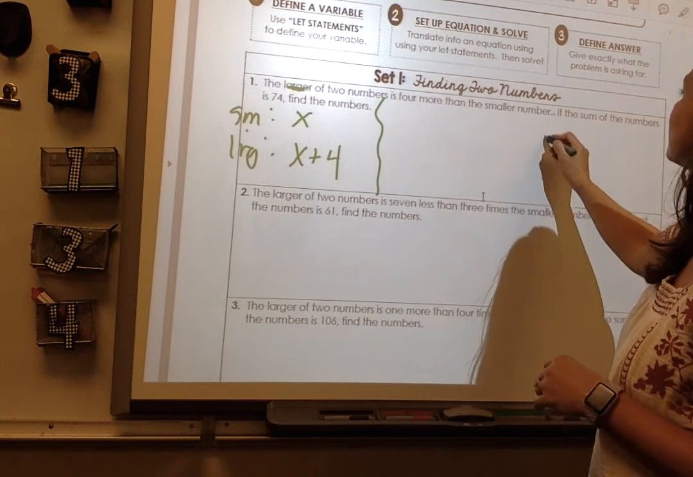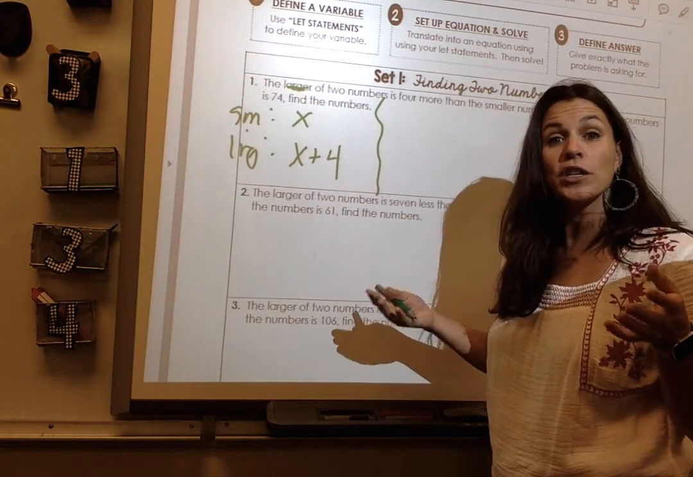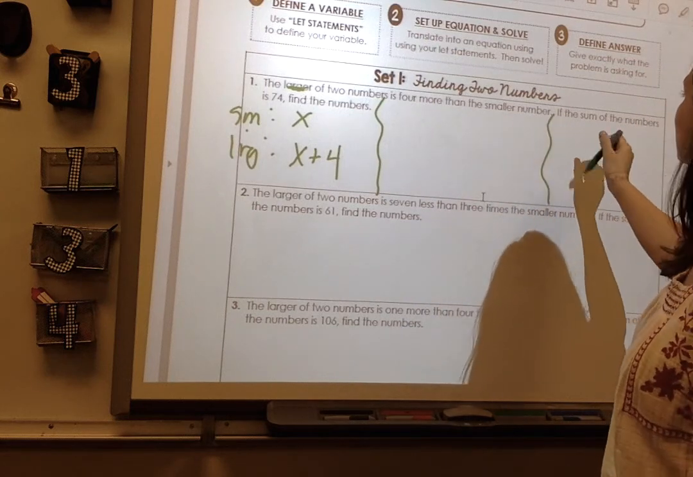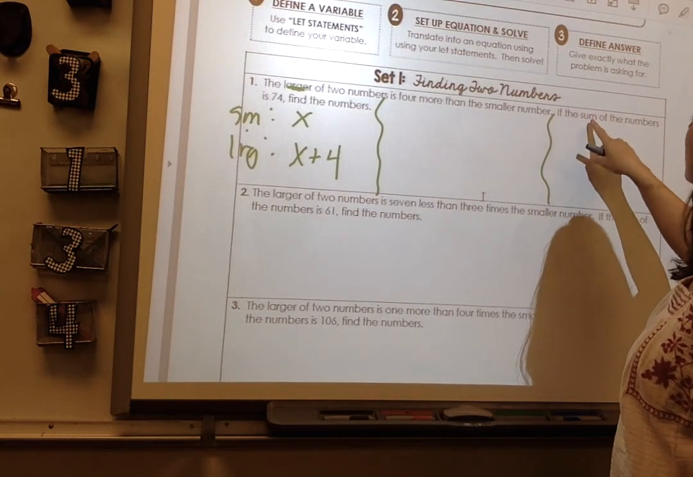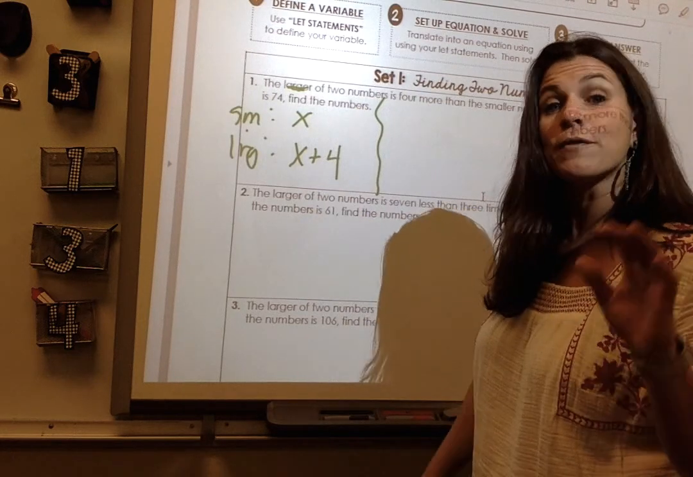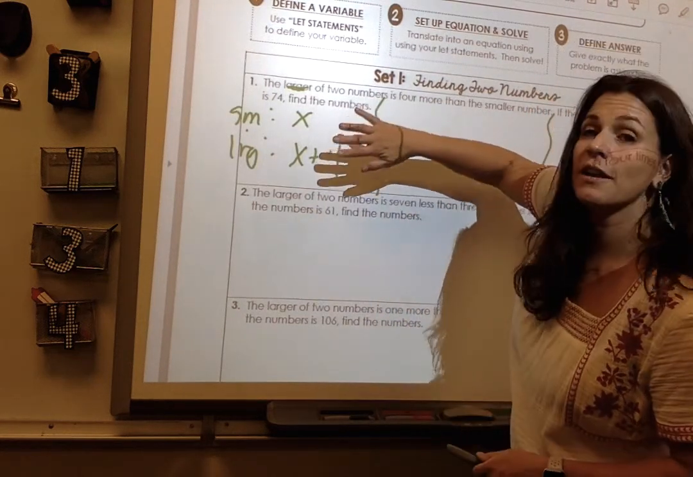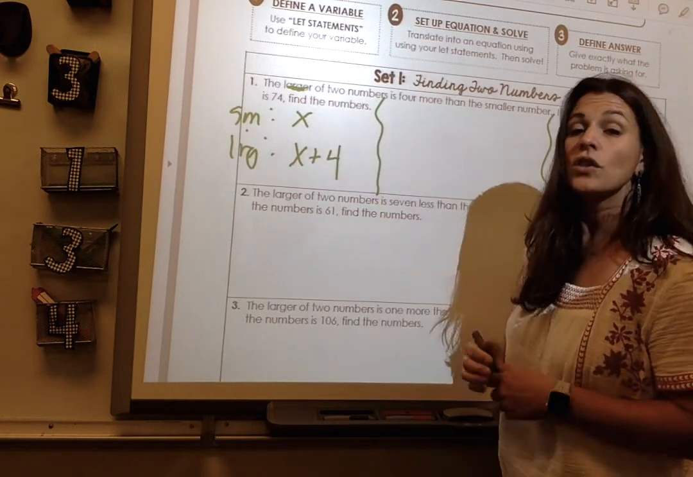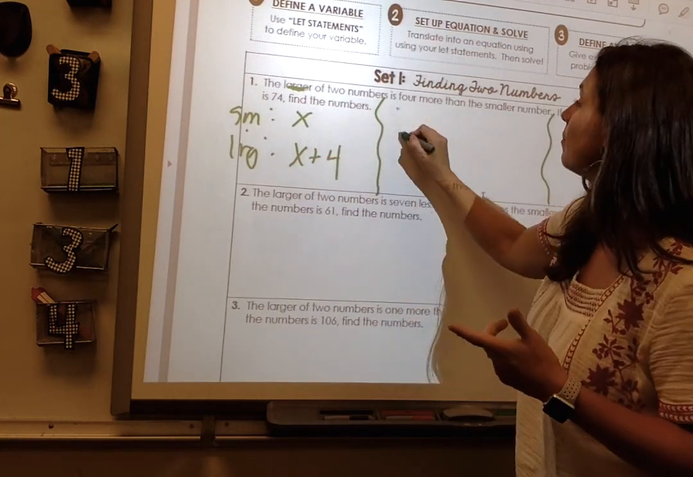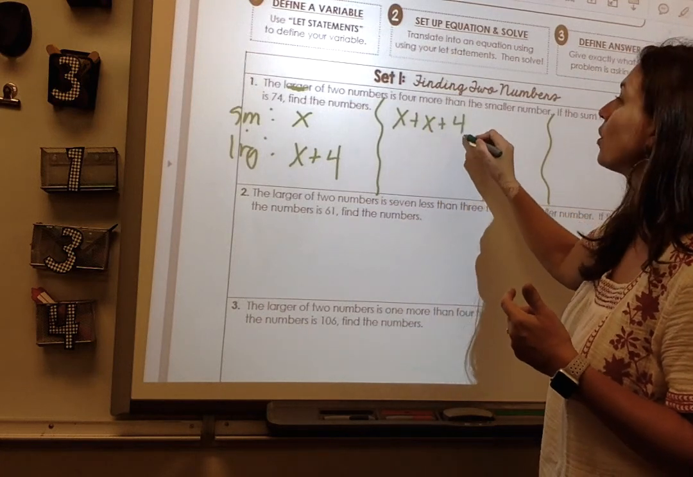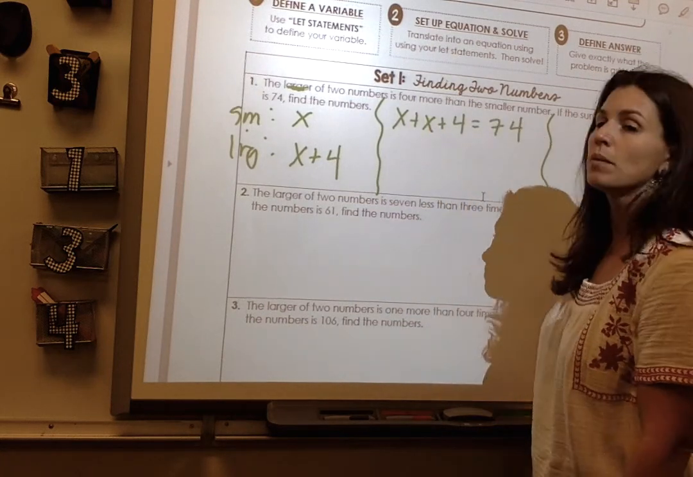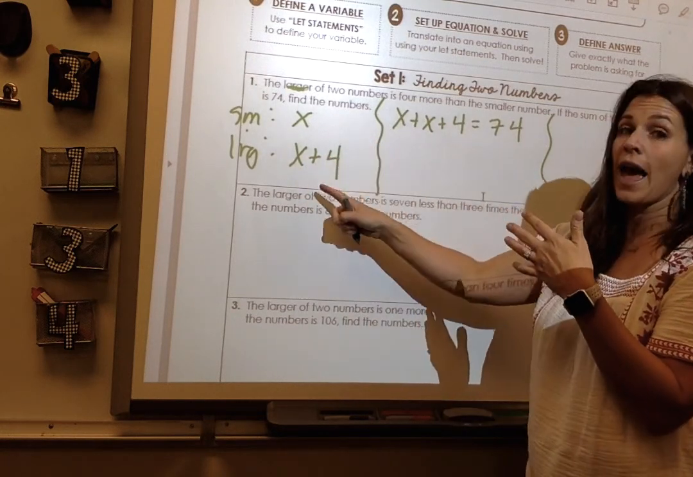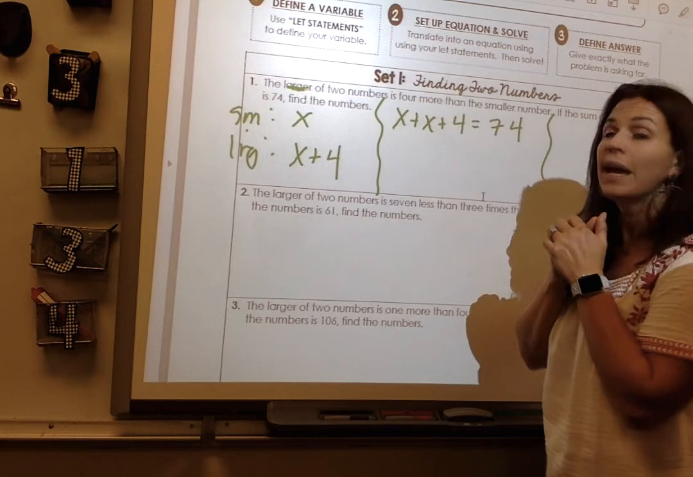In my second section, I'm going to set up my equation and solve it. So I keep reading, and it says if the sum of the numbers is 74. So if you take the sum of these 2 numbers, it's going to equal 74. So I'm going to take the sum: x plus x plus 4 equals 74. I've identified my variables, and I've set up my equation because if I add them, it's going to equal 74. Now I'm going to solve it.